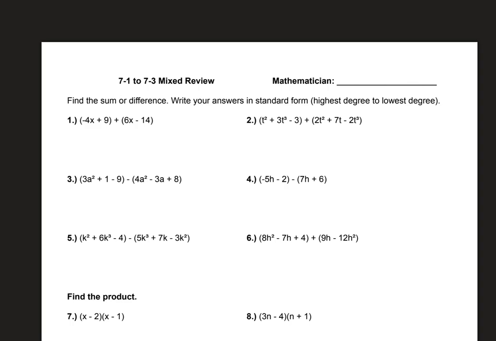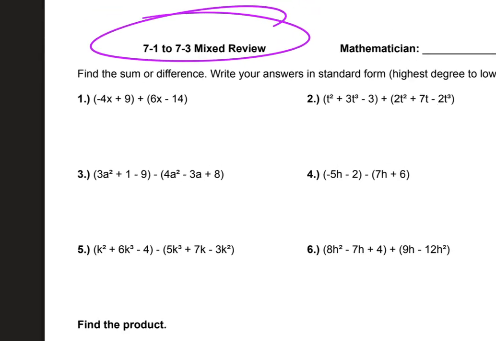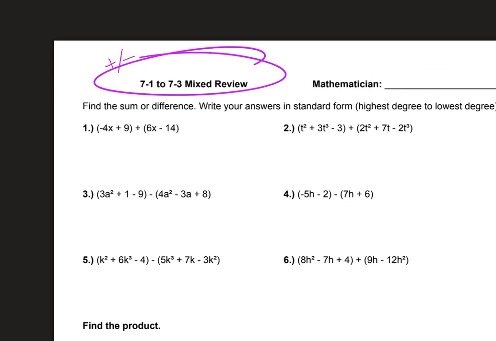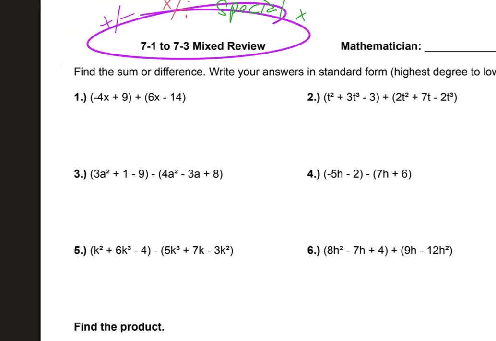All right, we're reviewing these three lessons, 7-1, 7-2, and 7-3. 7-1 was adding and subtracting polynomials. 7-2 was multiply and divide. And 7-3 was like special multiplying. And so if you're like, what the heck is that? Don't worry, we'll get there.